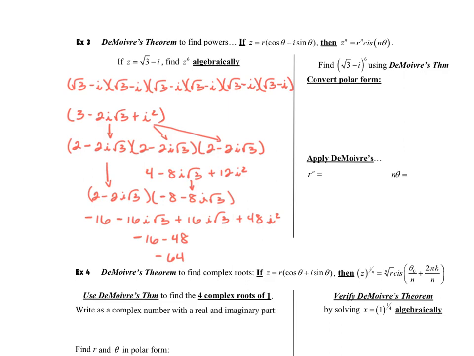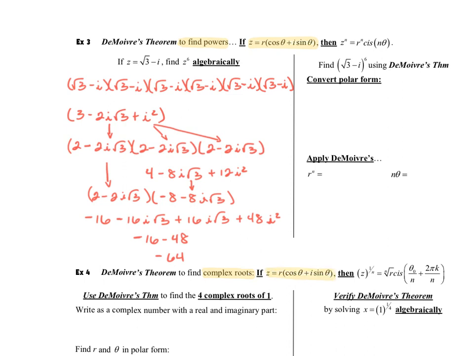In this video, we are going to go through using DeMoivre's theorem to find both powers and complex roots. So example 3 is going to be how to find powers, and example 4 is going to be finding complex roots. Now, a first very important thing about using DeMoivre's theorem is that whether you're finding powers or finding complex roots, the complex number that you are working with must be in polar form.